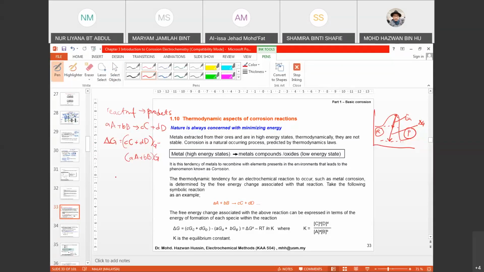At the end, what you are going to get is that delta G is equivalent to delta G naught minus RT ln K, because K means the concentration or the activity of your products over the reactants.